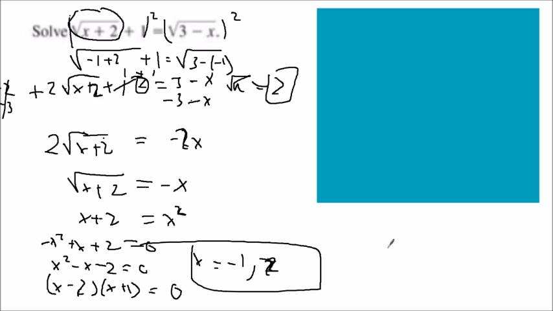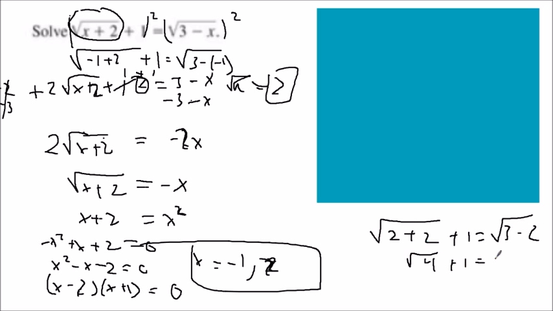However, if we put it down here, let's do the 2. Square root of 2 plus 2 plus 1, is that equal to square root of 3 minus 2? 2 plus 2 is 4. And then 3 minus 2 is 1. So square root of 4 plus 1, is that equal to 1? No, it does not. 2 plus 1 does not equal 1. 2 plus 1 is equal to 3.